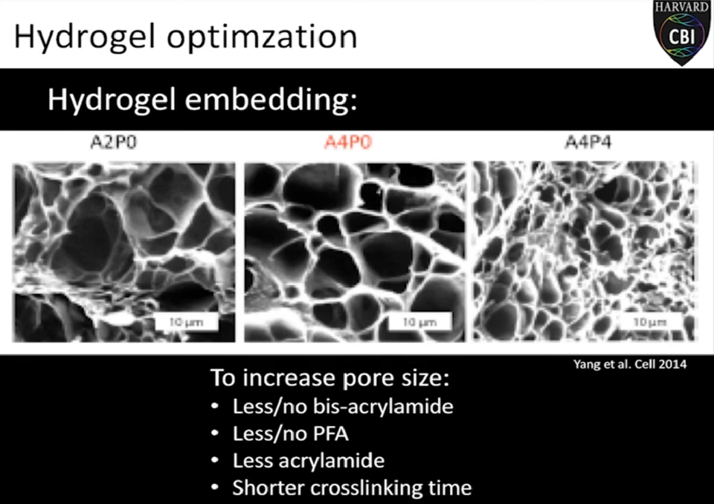So if you want to increase this pore size, there's a couple options. One is to use less or no bisacrylamide, as was shown here. You can use little to no paraformaldehyde. You can decrease your acrylamide. And the other thing you can play around with is the amount of cross-linking time. So on the last slide, I told you about 3 hours. If you shorten that time, you're obviously going to get less cross-linking as well and larger pore sizes.